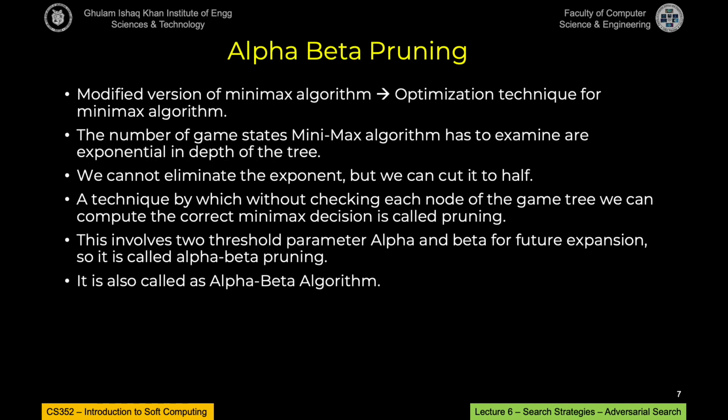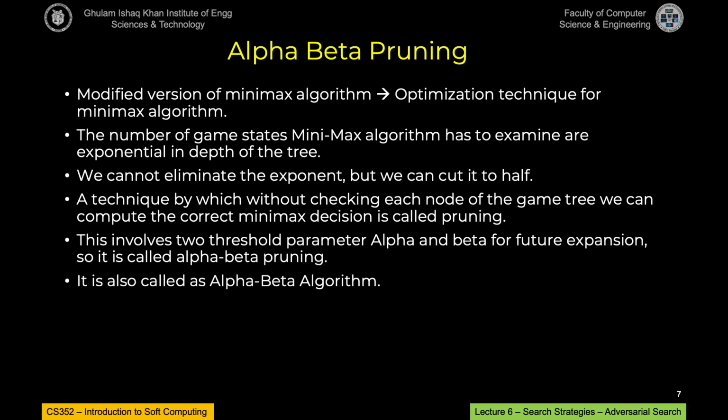So let us start with what is alpha beta pruning. Alpha beta pruning is a modified version of the Minimax algorithm. It is an optimization technique for the Minimax algorithm. As we have seen in the Minimax search algorithm, the number of game states it has to examine is exponential in the depth of the tree.